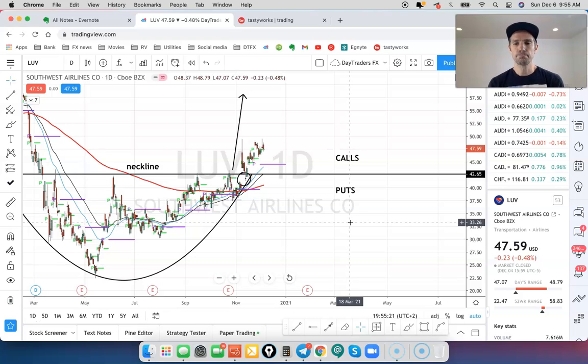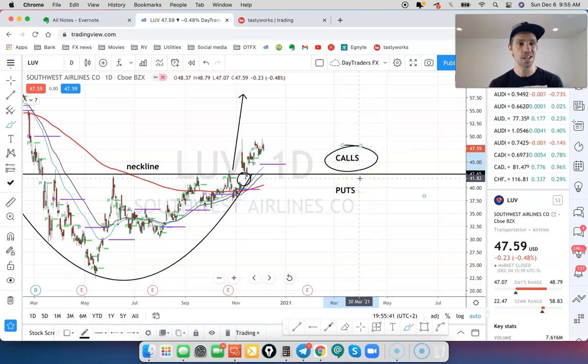So that's where options come in, is we can benefit from movements in stocks for a fraction of the money. If I want to buy 100 shares of Southwest Airlines, it's going to cost me $4,759. But if I trade an option on Southwest Airlines, it's going to cost me a fraction. I can buy a contract on Southwest for $150 or $200, and I can essentially control 100 shares of stock. Right? So if Southwest makes a big run up and I own a call contract, then I am going to make some pretty good money for a relatively small investment.